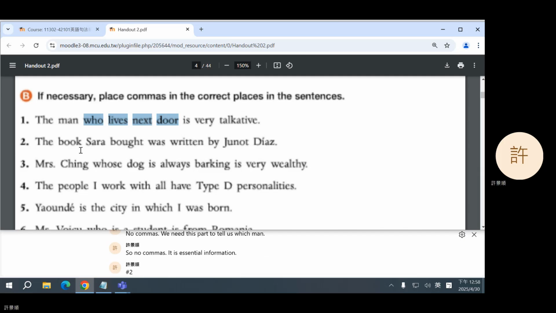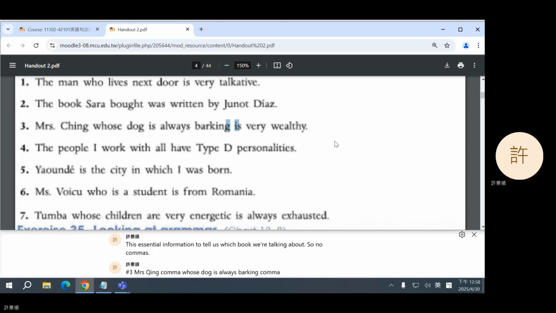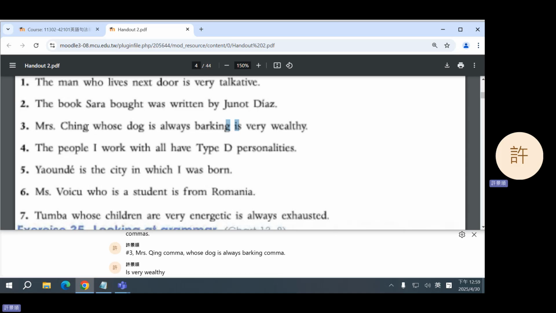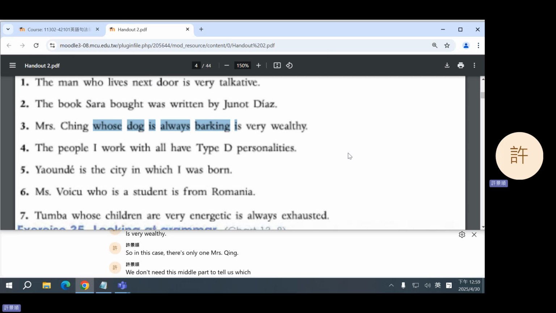Number 2, no commas. Again, we need this essential information to tell us which book we're talking about. So no commas. Number 3, Mrs. Ching, comma, whose dog is always barking, comma, is very wealthy. So in this case, there's only one Mrs. Ching. We don't need this middle part to tell us which Mrs. Ching. So this is not essential information. So we put it between two commas, comma here, comma here.